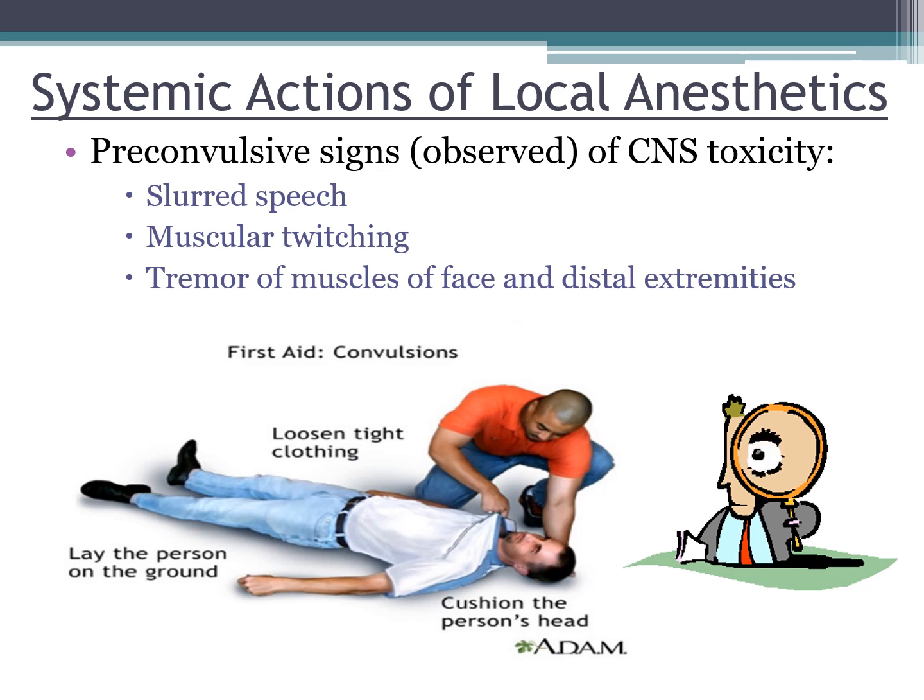Now let's look at some of the systemic actions of the local anesthetics, in particular to the central nervous system. You're going to see that your patient, if they are having preconvulsive signs, they include slurred speech, muscular twitching, tremors of the muscles of the face, and distal extremities.